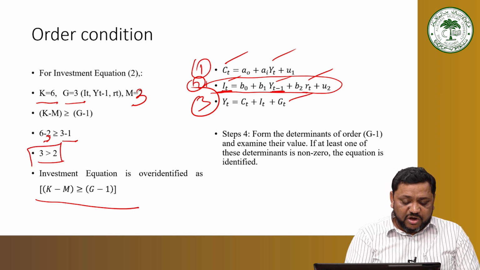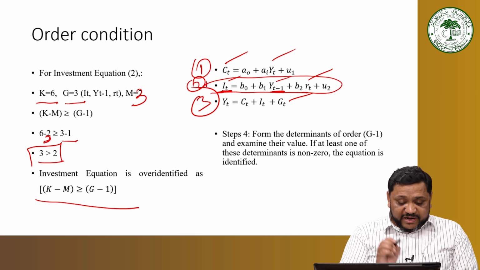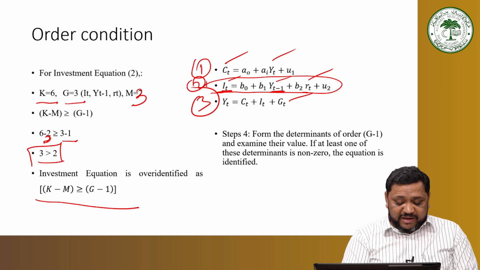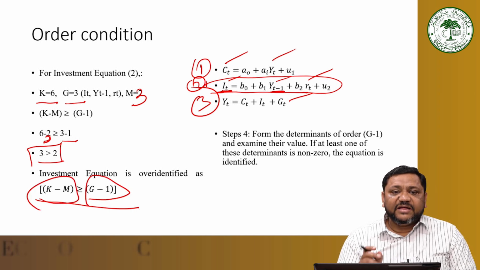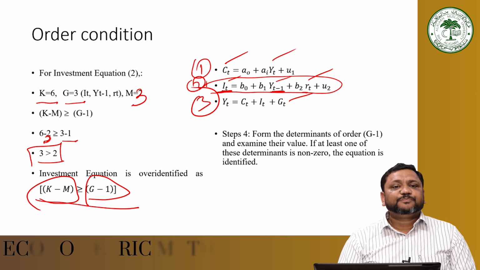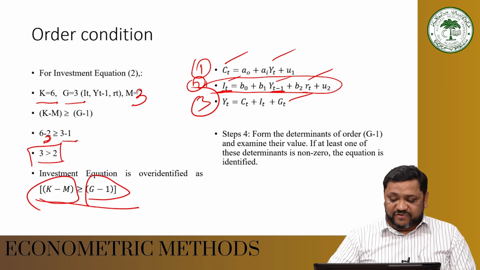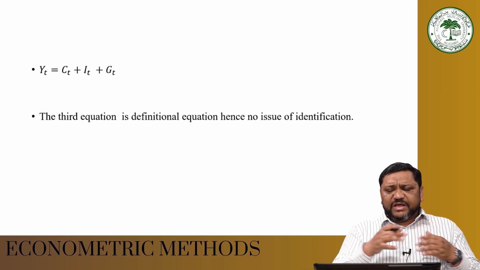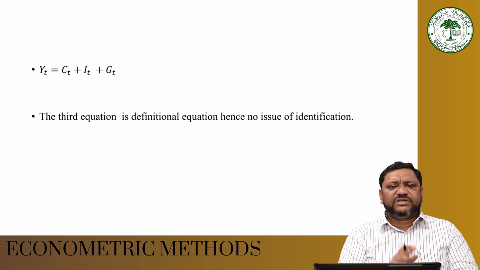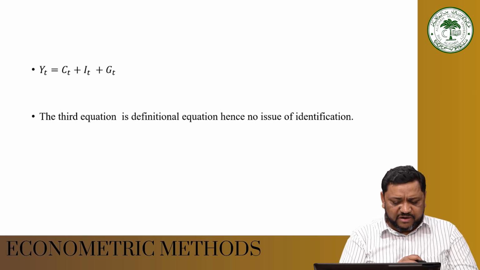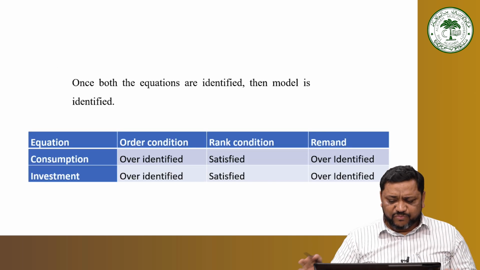There is a small correction over here, it should be 3. So we have 3 is greater than 2. It means your formula K minus M is greater than G minus 1. So we can say that the investment function is also identified, and rather it is over identified. So both the equations we have seen, under the rank condition and the order condition, both the saving function and the investment function were over identified. Regarding the third, this is an identity, so we do not test it.